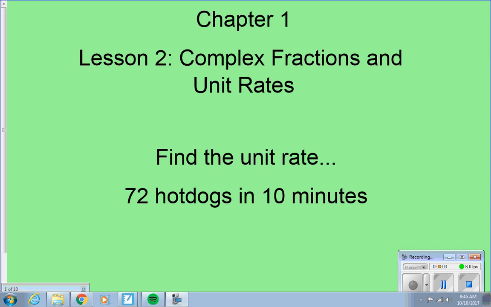This is Chapter 1, Lesson 2, Complex Fractions and Unit Rates. If you had to guess what the word complex meant, what would you say? Complicated, okay? I'm not going to lie, today is a little complicated. You're going to thank me that this was the third day of school. But let's talk about this unit rate first, because this is our bell ringer today.